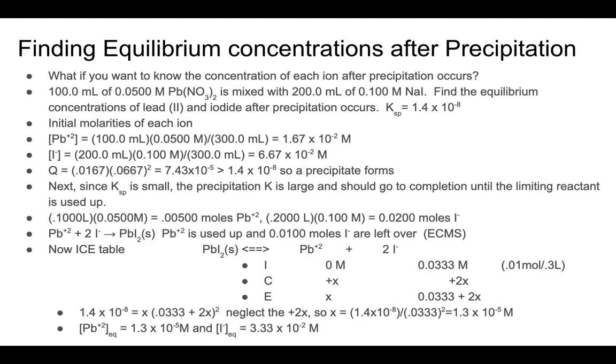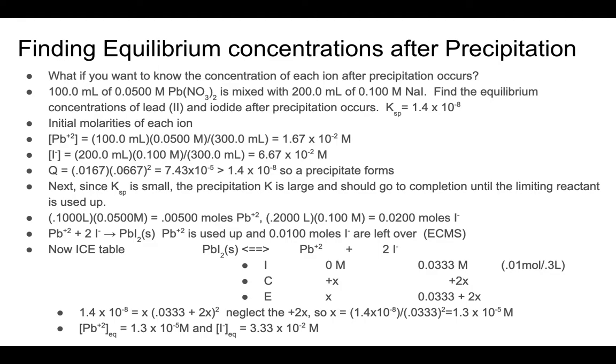Okay, a more complicated problem would be finding how much you have after the precipitation. So I just alluded to it in the last slide. What if you want to know the concentration of each ion after the precipitation occurs? So let's try one of these. 100 milliliters of 0.05 molar lead-2 nitrate mixed with 200 milliliters of 0.1 molar sodium iodide.